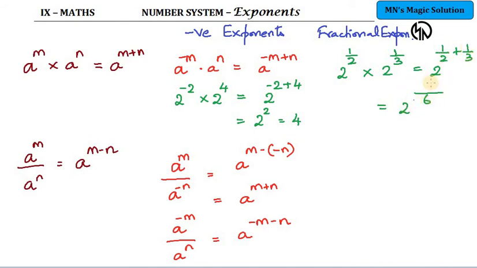LCM will be what? 6. So 2 goes into 6 three times, so here also into 3. So you put a 3 over here, plus. 3 goes into 6 two times, so here also into 2. So here I put a 2. So I'll get 2 power 5 by 6. So this is how fractional exponents can be dealt with.